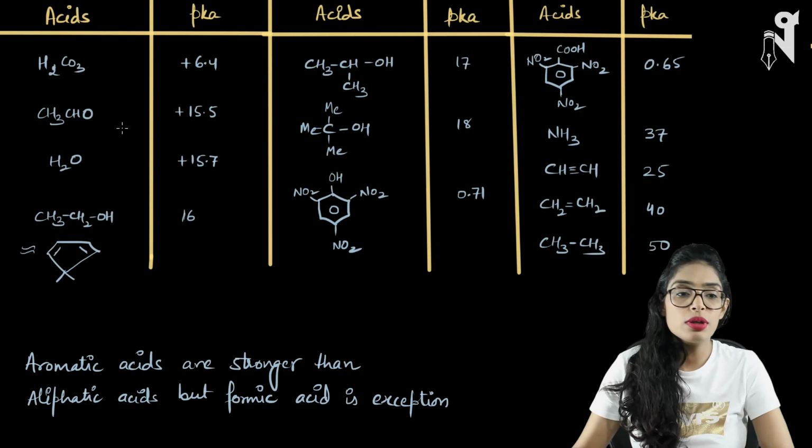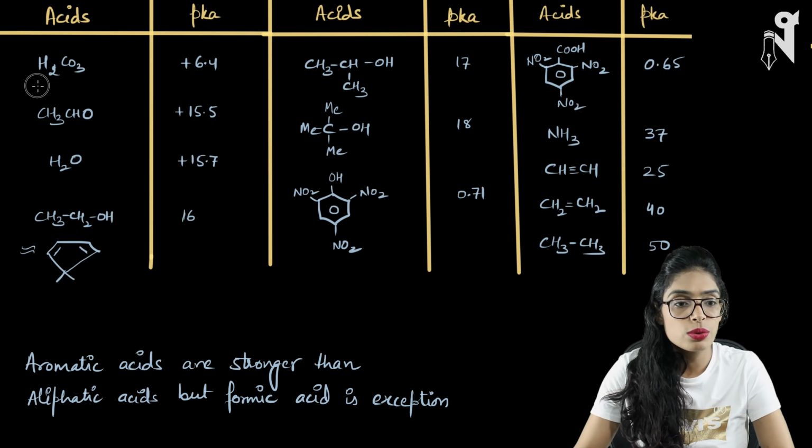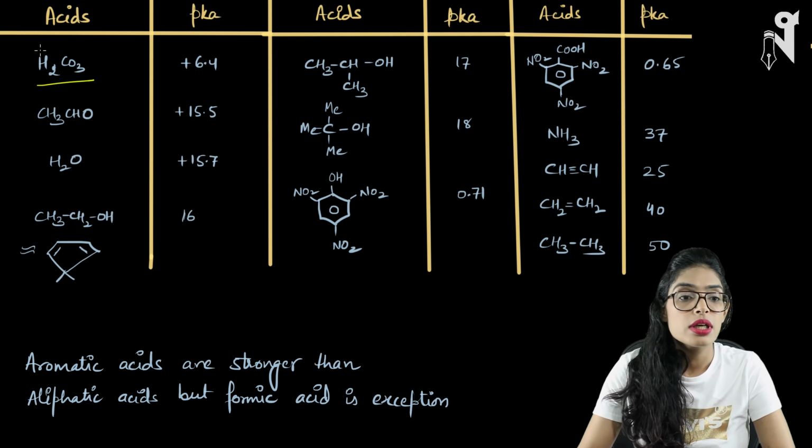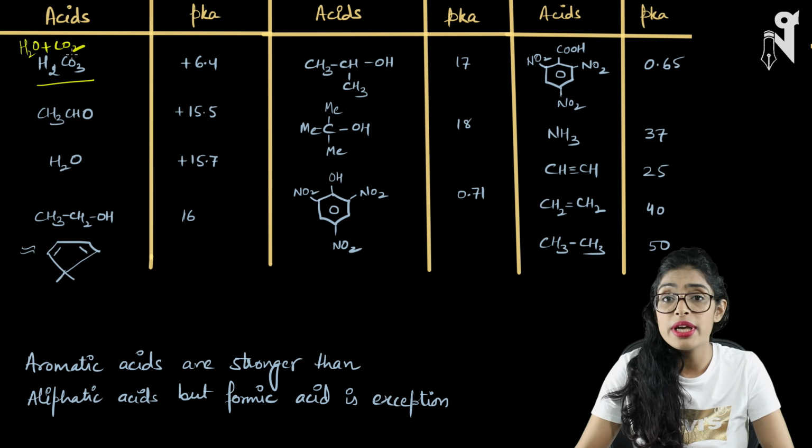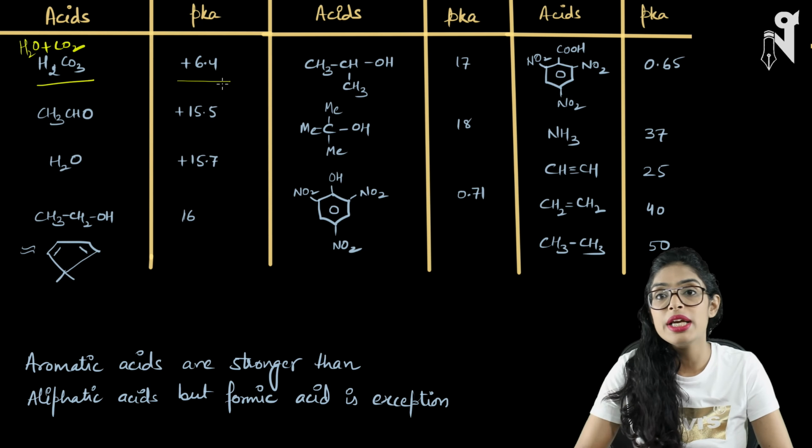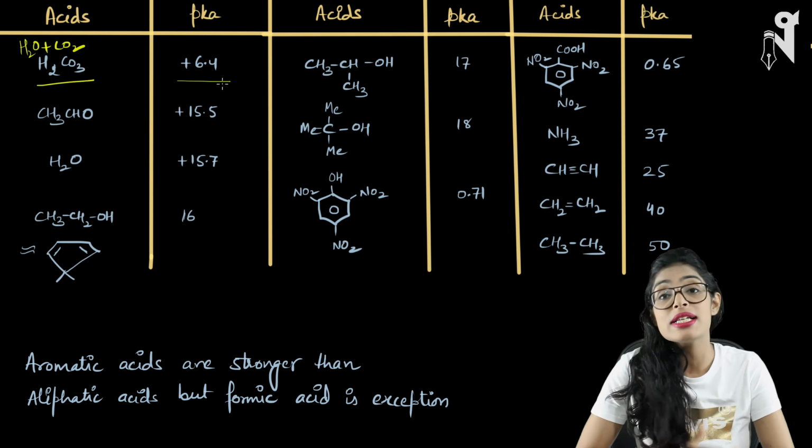So now next few more compounds. Next we have H2CO3. H2CO3 is H2O plus CO2. This is also called carbonic acid. The value of carbonic acid is 6.4, a very high value for pKa, and hence very, very less acidic.